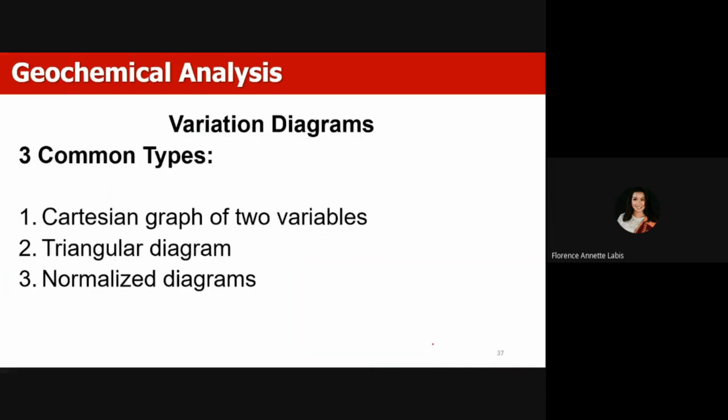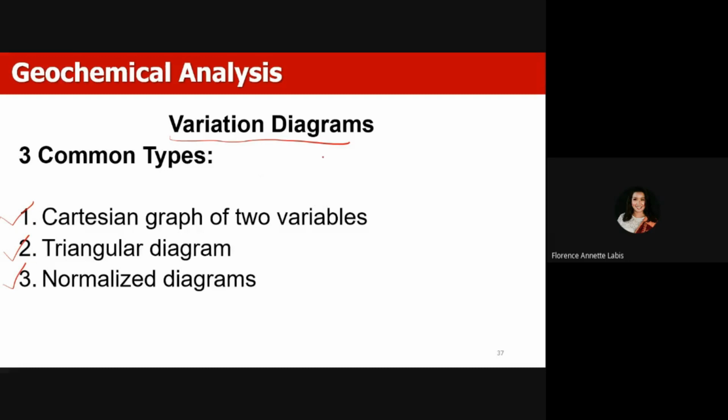Okay, next. When we say geochemical analysis, it's not just analyzing the composition of minerals or rocks. Basically, we need to analyze the data, and you need to plot it in a diagram or a figure. In petrology, that is collectively known as the variation diagram. You have three common types: the Cartesian graph of two variables, the triangular diagram, and the normalized diagram.